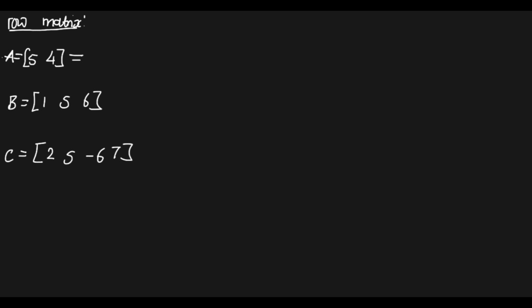From there, for matrix A, we can see that the order is 1 by 2. Then matrix B, it's 1 by 3. Matrix C, it's 1 by 4. So we can see that we are not interested in how many columns we have under a row matrix. As long as we only have one row in a given matrix, that matrix qualifies to be a row matrix. So a row matrix is any matrix that has only one row.